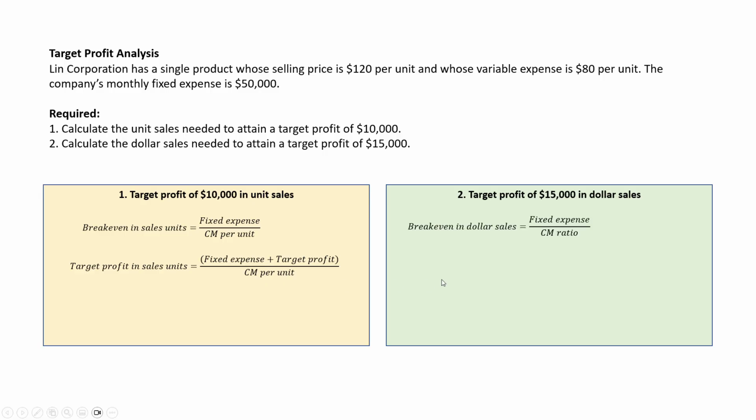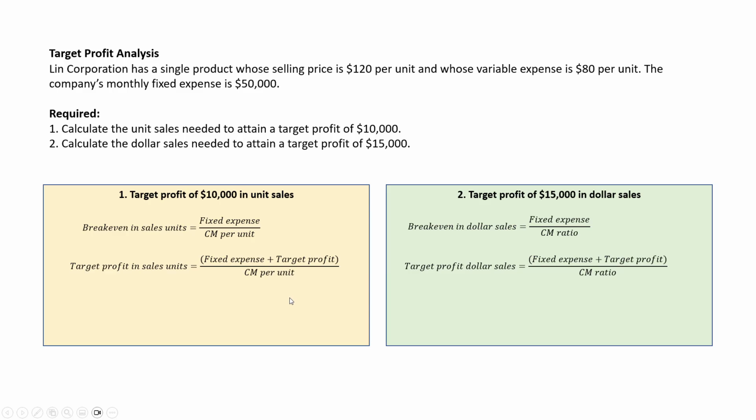Similarly, when we had our formula for break-even in dollar sales, it was fixed expense divided by contribution margin ratio. Again, we're just going to adjust that numerator and say, beyond covering the fixed expense, we're also going to add whatever target profit we want, and then divide by our contribution margin ratio, and that would give us how much we need to sell in sales dollars to hit that target profit.